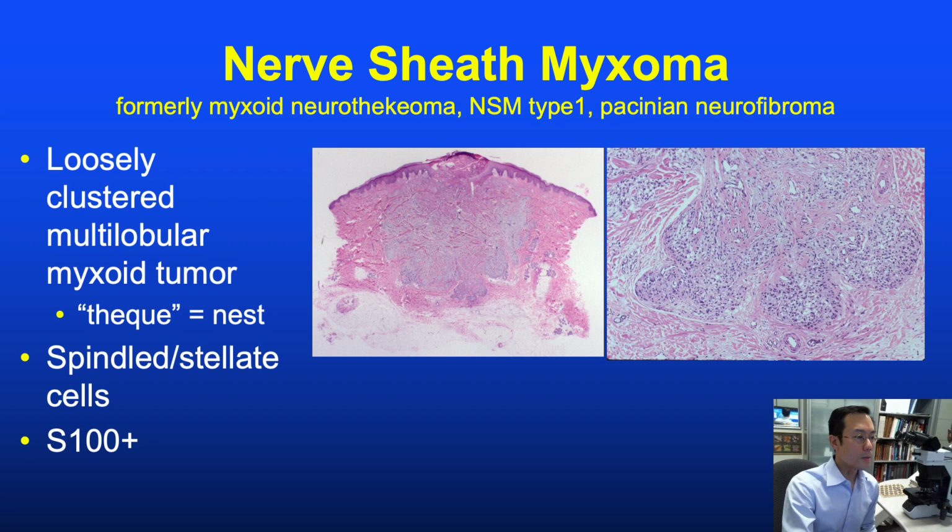Nerve sheath myxoma is a benign tumor that usually presents as a solitary papule. It can occur anywhere, but has a predilection for the fingers. And it's histologically distinctive. It's a dermal-based tumor with a loosely clustered multilobular growth pattern and myxoid stroma.